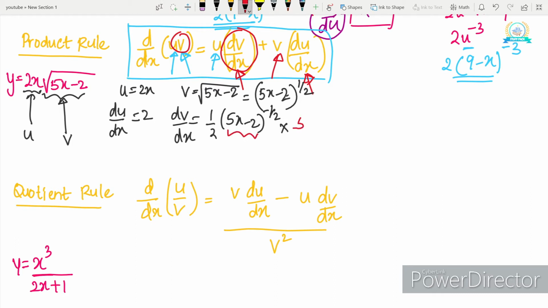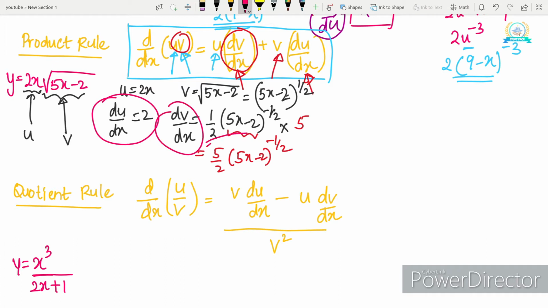So you'll be left with just 5, and that's going to be 5 over 2, 5x minus 2 to the power minus half. And now you have the two you need to plug into the equation, right? So you just have to do that. You have du over dx and you have dv over dx. You just put them into this equation. Easy. So you put u first, and that's 2x.